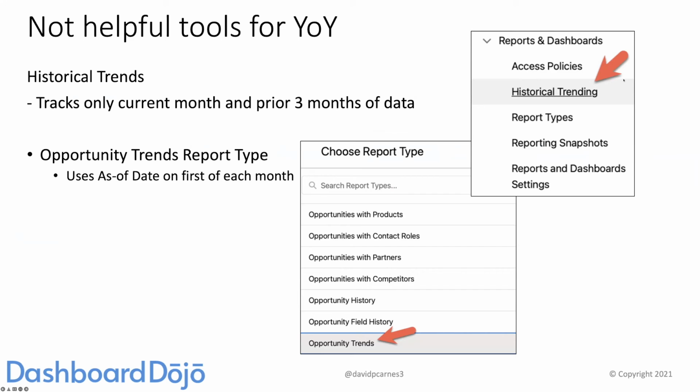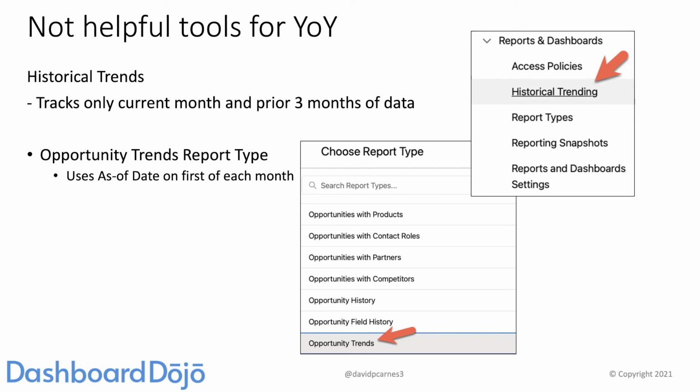Great. All right, so some tools that are not helpful for year over year, I just thought to throw these in there because these could take some time away from trying to solve. There's a feature called historical trends, and you can see the screenshot up in the top right under setup, feature settings, analytics, reports and dashboards. There's a feature called historical trending. It is not applicable for year over year reporting because it will only log the current month's changes to whatever the object is, in this case, opportunities, and the prior 3 months of changes.